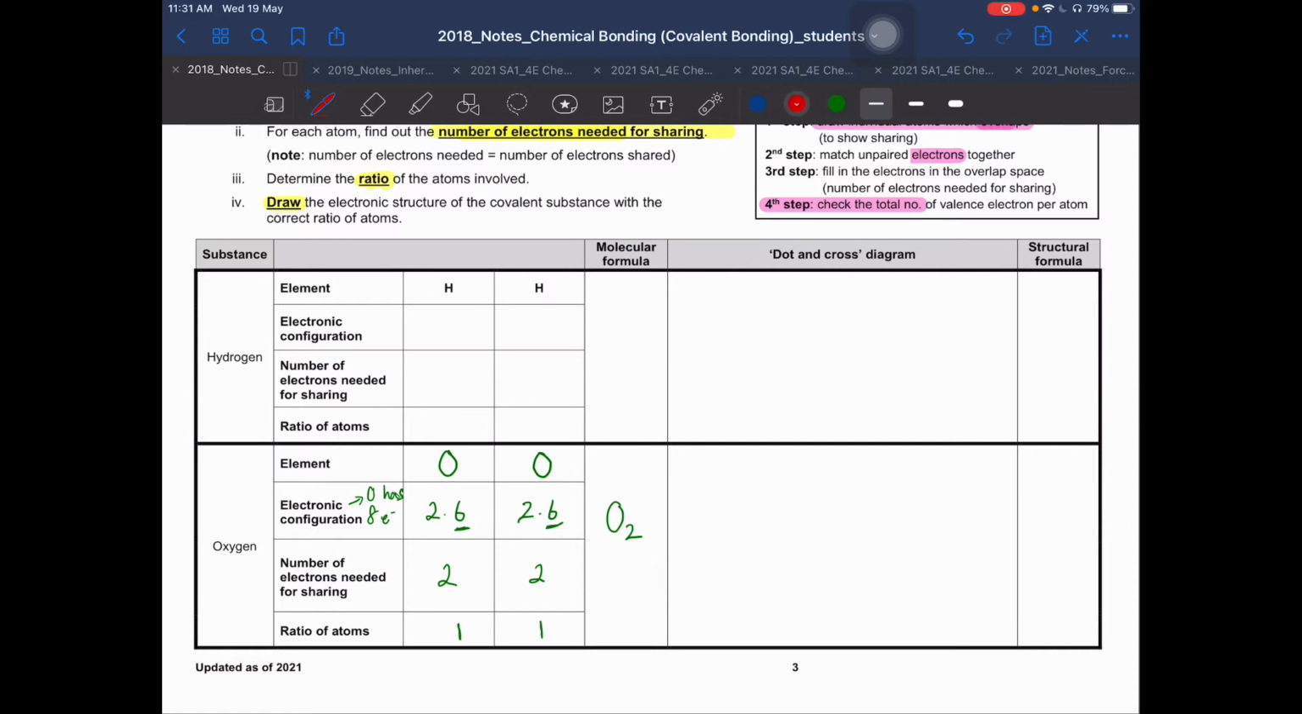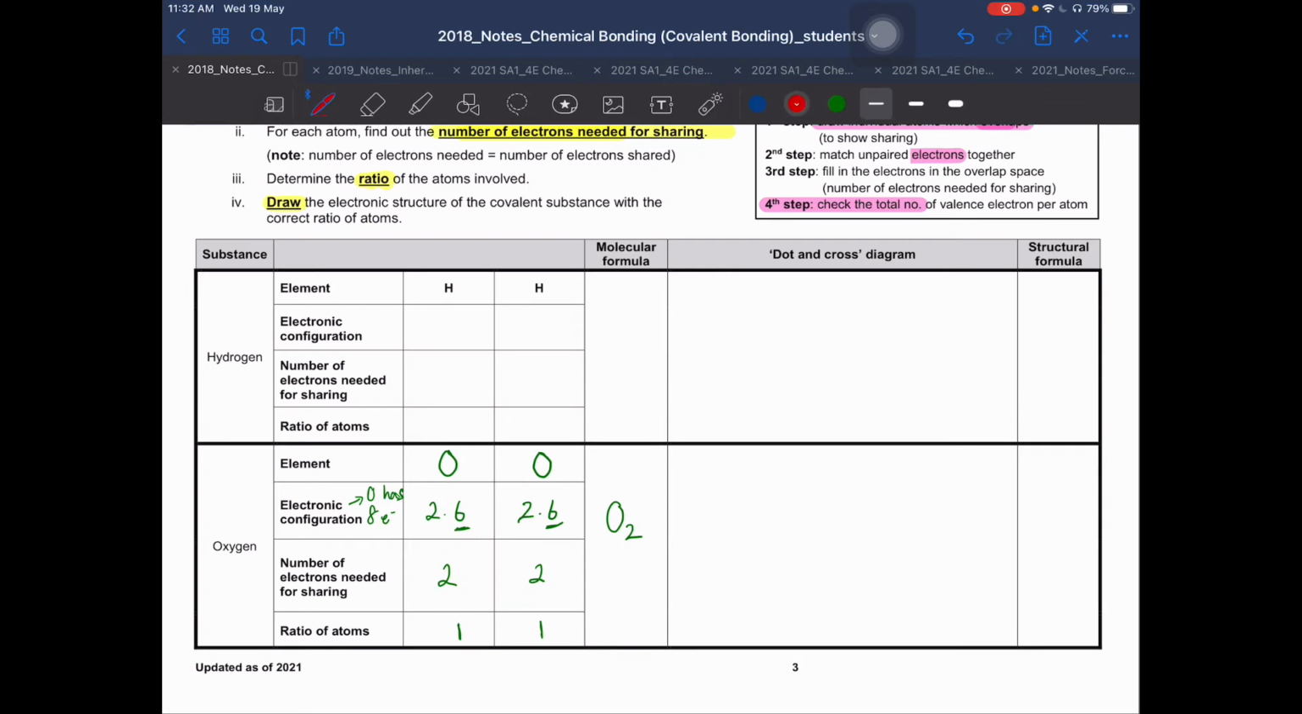Now the ratio helps us because it allows us to understand how many things we are going to draw. But to be very honest, you may not need this last part on ratio if you already understand how many electrons are needed. If you need 2 electrons, you must also contribute 2 electrons. Because it's sharing, it must be fair.